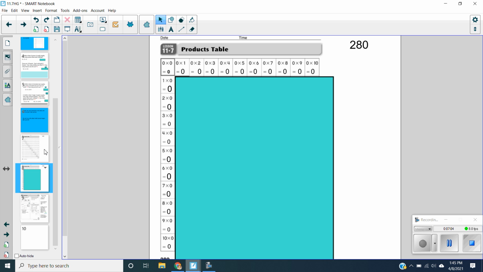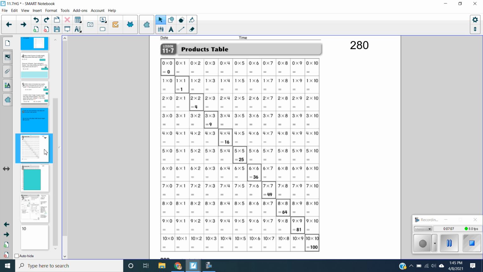So now let's look at the next piece of our product table. That's where we're multiplying by 1. A neat thing about multiplying by 1 is whenever I'm multiplying by 1, my answer is going to be that other number. So when I'm multiplying 1 times 4, my answer is going to be 4. When I'm multiplying 1 times 8, my answer is going to be 8.